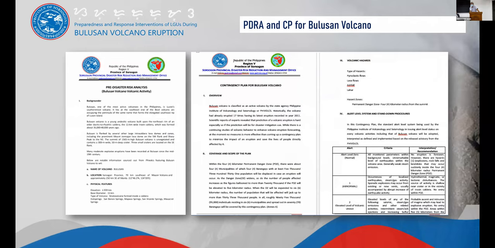We also have what we call pre-disaster risk analysis. If you look, we have already identified the population at risk for the different alert levels. If we need to evacuate, we also have the different amounts needed, just in case we evacuate those covering beyond 5 kilometers of Bulusan volcano. We have the anticipated amount, so it is quite large if they have to stay in the evacuation center. That is our PIDRA, or pre-disaster risk analysis.